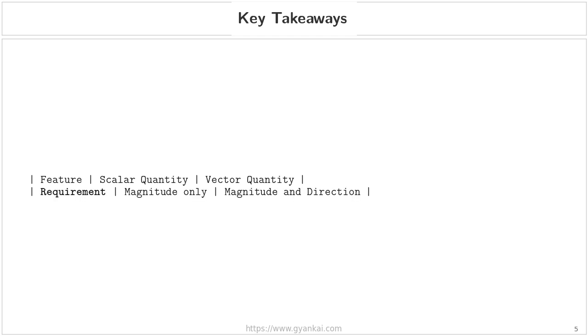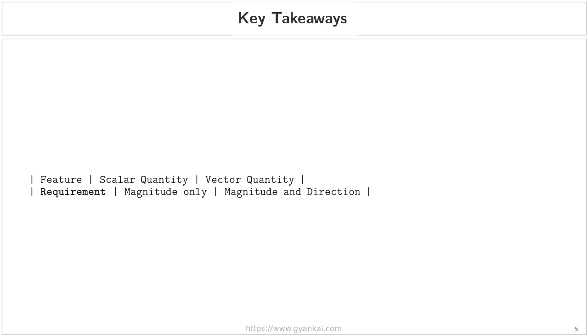Key takeaways. Now that we have explored the individual definitions and real-world examples of both scalars and vectors, let's bring everything together. I have prepared this summary table to help you compare them side by side, which will be very useful for your revision. First, let's look at the requirement row.